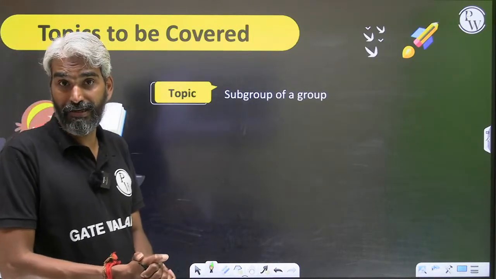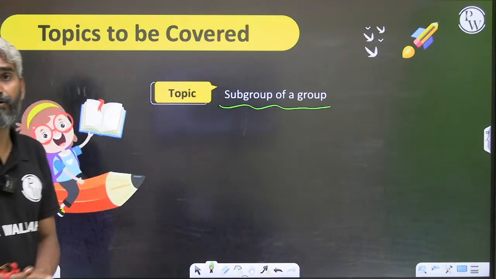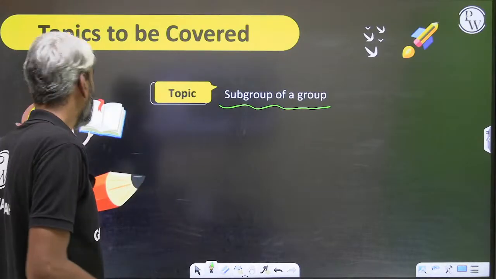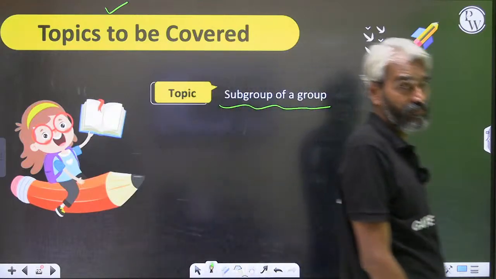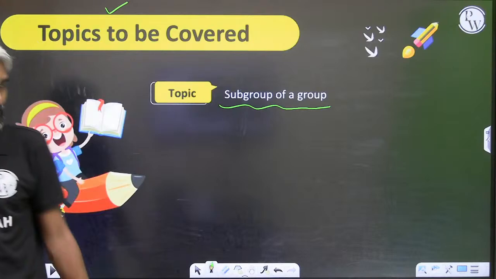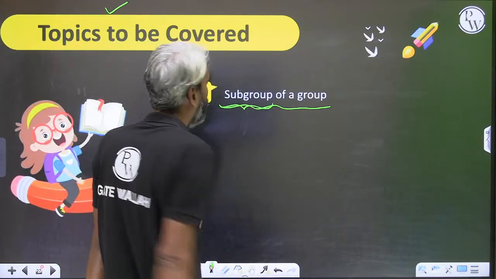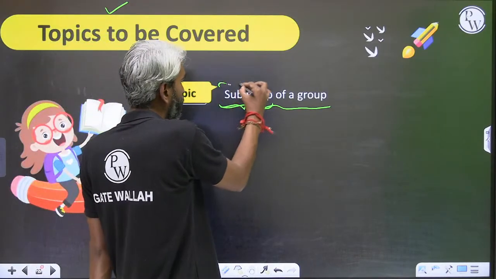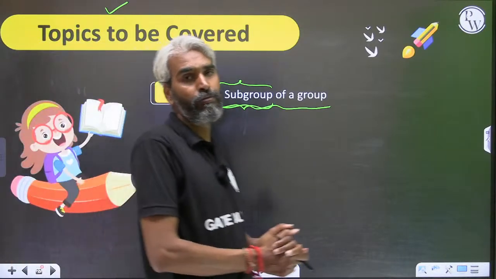Now, let's move to the next topic: subgroup of a group. So, how do we define the concept of subgroup? This is the topic which we were supposed to cover in today's session, but because of some dependency, we'll cover only subgroup in today's class, and we'll complete the topic of cyclic group tomorrow.